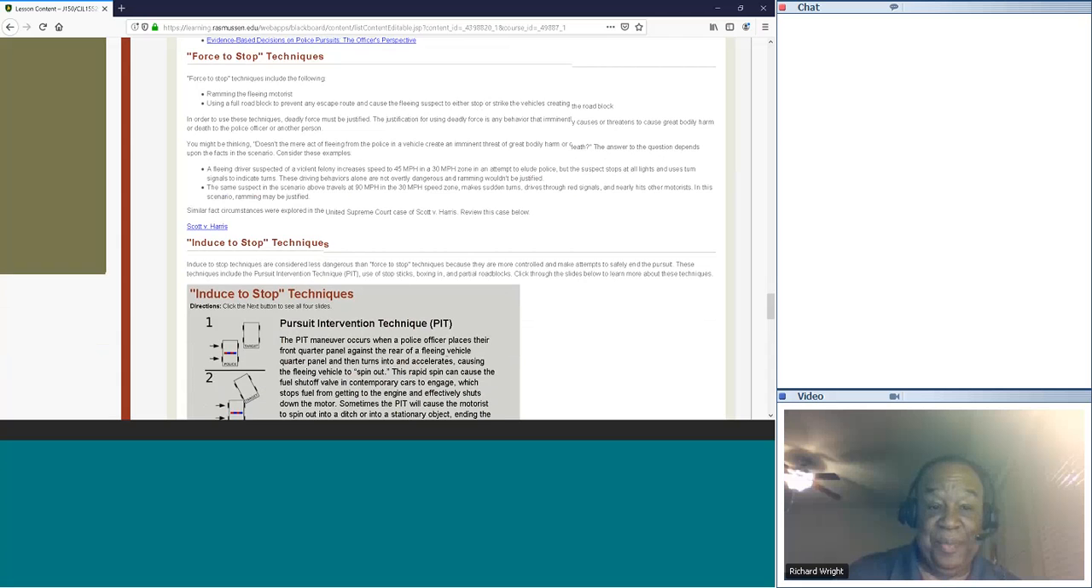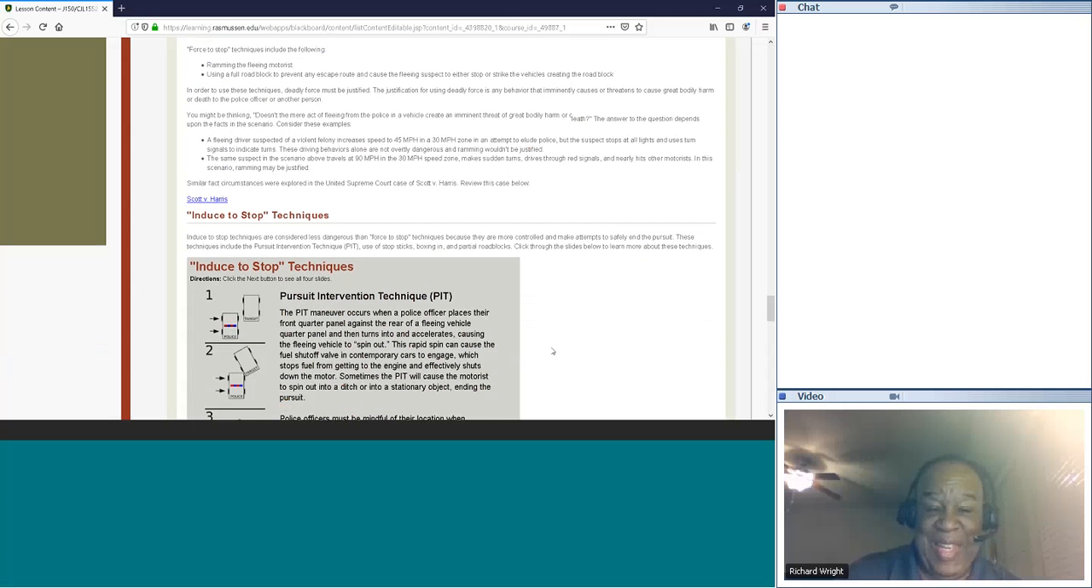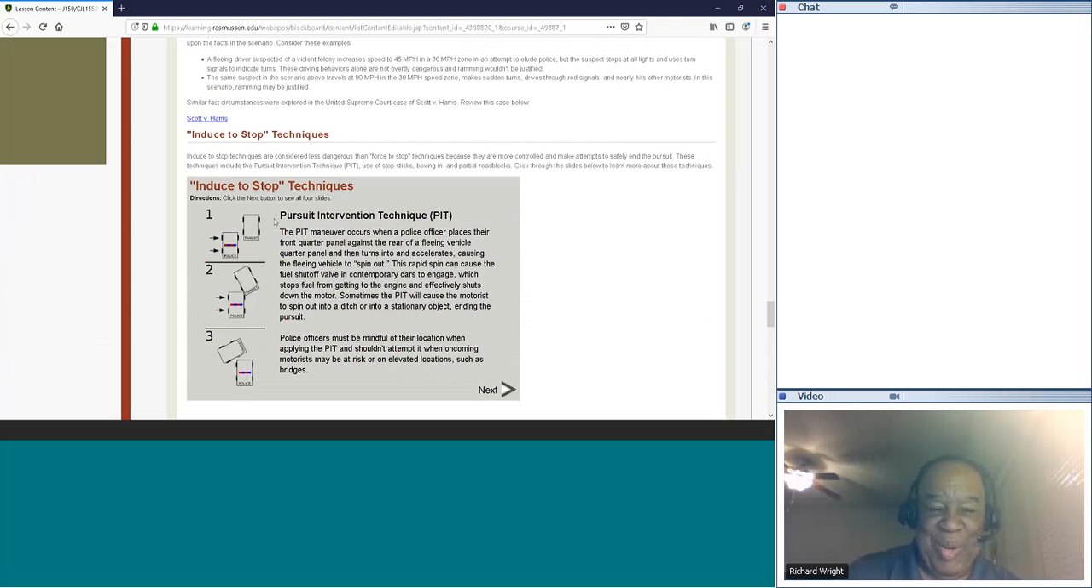All right? So let's talk about the induced stop techniques. These are what we learned in the academy. Here's the target. Your goal is to try to not hit the car on the side, but just enough to knock them off course so that they will then spin around. It's called the pursuit intervention technique. And this is just one of them.